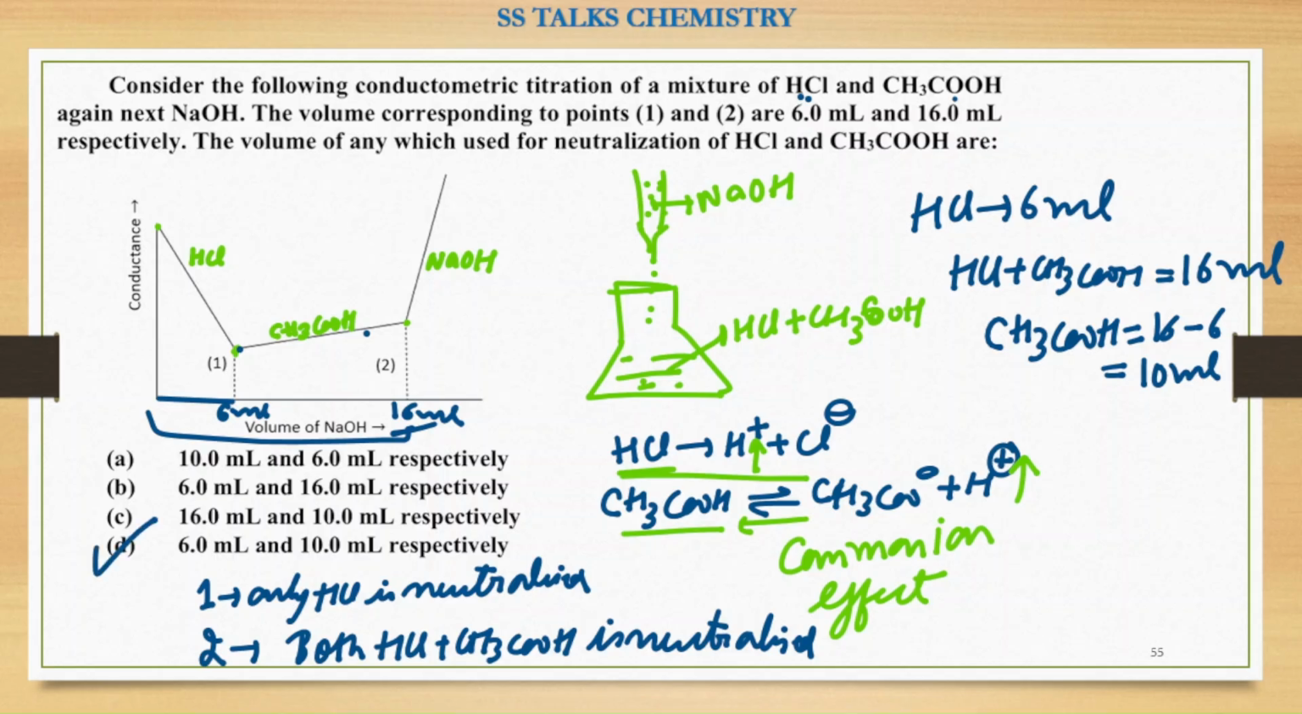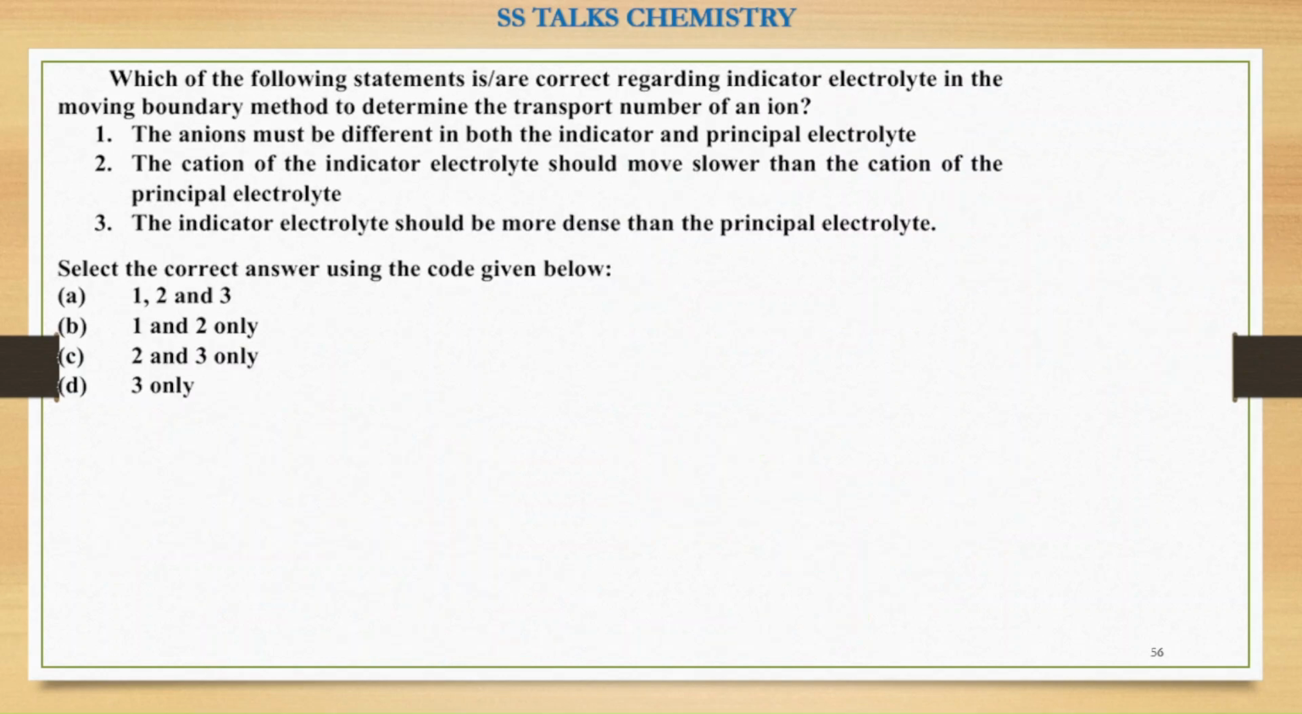I hope the concept is clear. Now moving on to the next question. It says, which of the following statements is or are correct regarding the indicator electrolyte in a moving boundary method, which is used to determine the transport number of an ion? We did a question related to this in the last class also. In the moving boundary method, you have two electrolyte solutions. One is called the indicator electrolyte and the other is called the principal electrolyte.